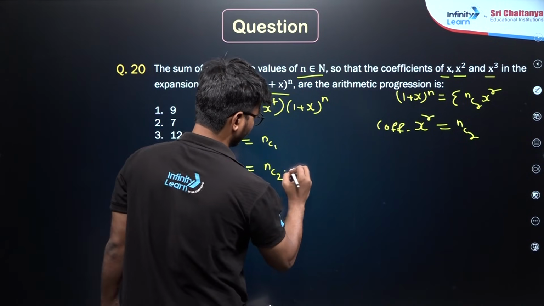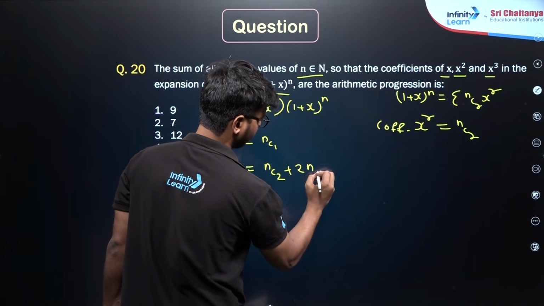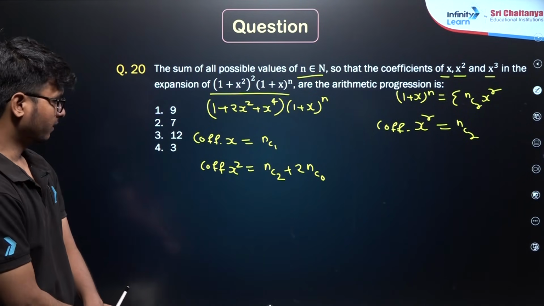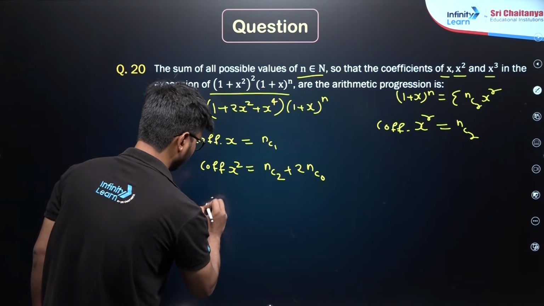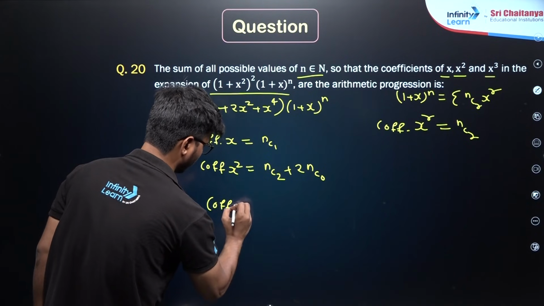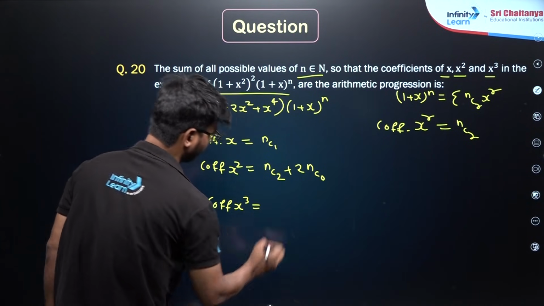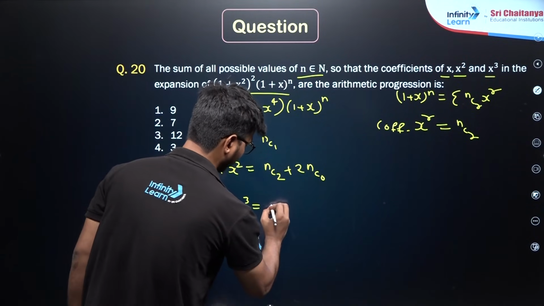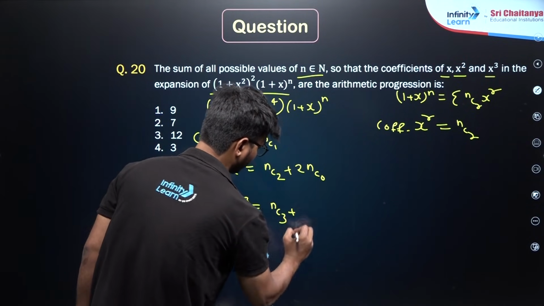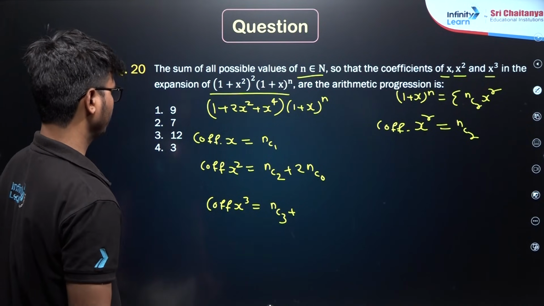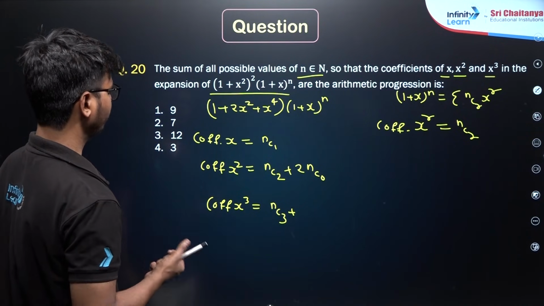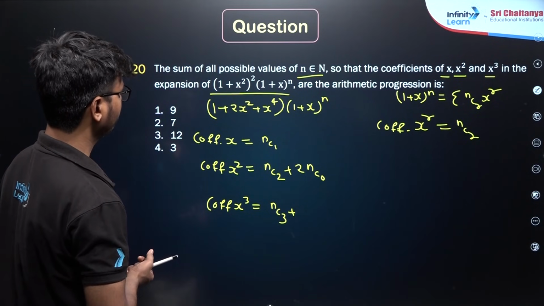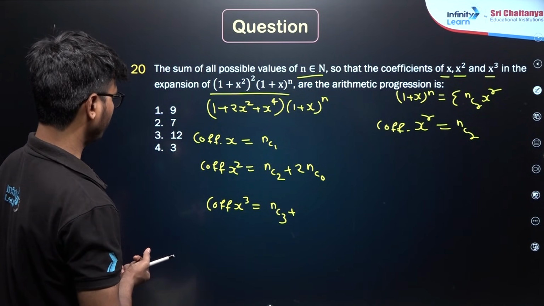That is nothing but 2 times NC0, correct? Because the coefficient of this is nothing but NC0 here. And finally, the coefficient of x cube. So the coefficient of x cube we are going to get, if here we are going to get x cube, so it will be NC3 plus, is there any other possibility? We want the coefficient of x cube. If the x cube is getting multiplied with, is there any other possibility for x cube?